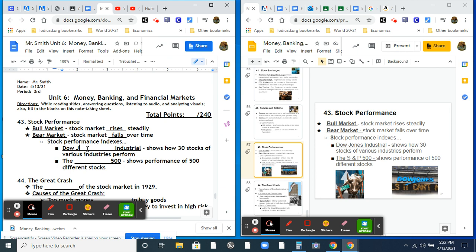Stock performance indicators. The two main ones are the Dow Jones Industrial Average. Dow Jones Industrial Average is a number. They take the top 30 stocks, and then they come up with a number, maybe they just add it. Anyway, they have this number, and then you can see are the top 30 going up or down, so it's pretty elitist. But S&P 500, they look at 500 different stocks, and they're looking at the value to determine if things are going well or poorly.